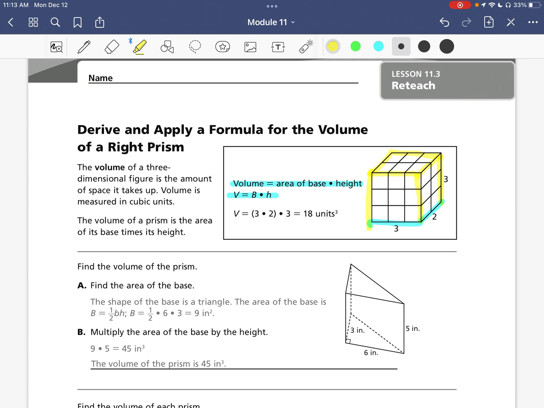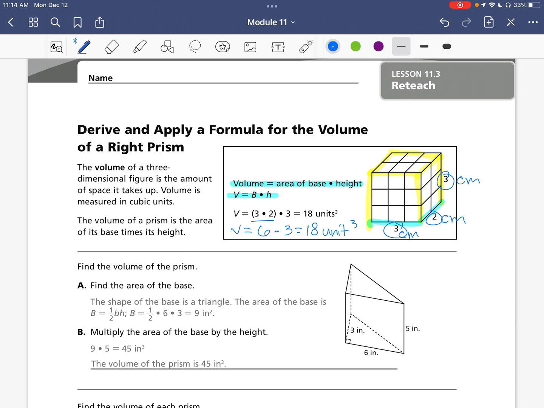So here we found the area of our base. We have 3 times 2, 3 times 2. So that would give you volume equals 6 times your height, which is 3. And notice our units here, units cubed, because say this was centimeters: centimeters times centimeters times centimeters. So with area, you had base times height, centimeters times centimeters, and you would get centimeters squared. This one, you're going to have centimeters cubed because you're doing it times 3.